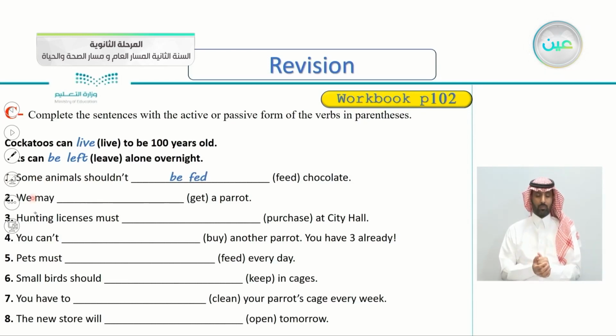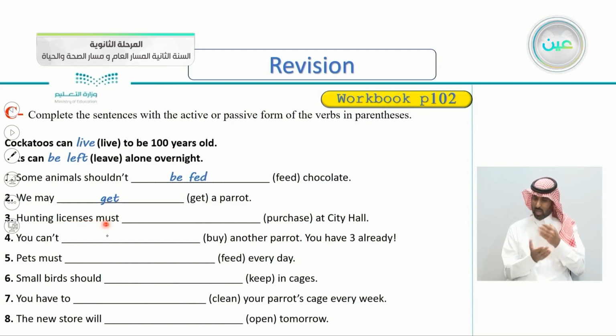Very good. Number two, we may get a parrot. Is it active or passive here? Yes, very good. It's active because we here is the subject. We may get a parrot. Very good.